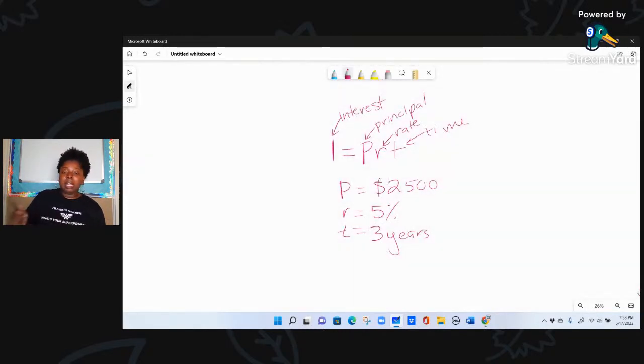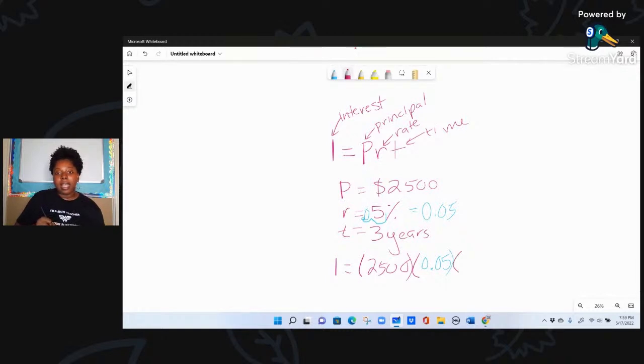All right, so let's plug it in. Interest equals, well, principal, $2,500 times the rate. I'm going to take this 5% and turn it into a decimal. I cannot multiply by a percent. So to turn a percent into a decimal, we go back 2 spaces and you're going to get 0.05. That's your interest rate. We're calculating simple interest. So like when you take out a loan, how much money you're going to have to pay back on top of the $2,500 you just took out.